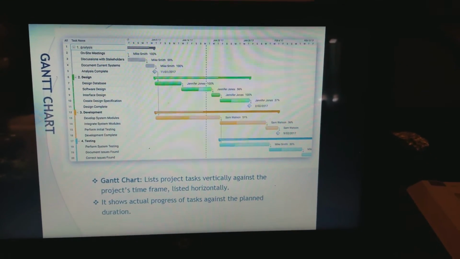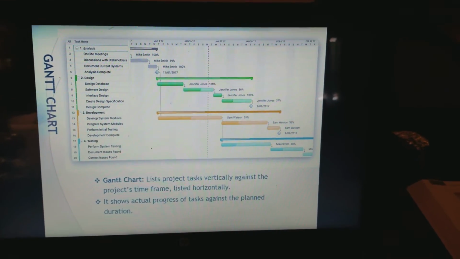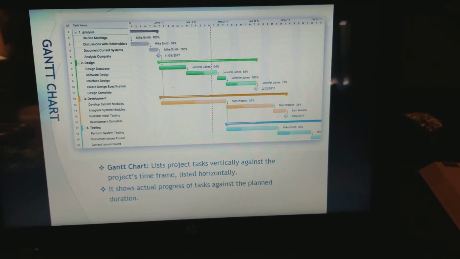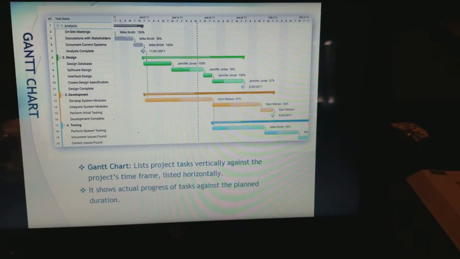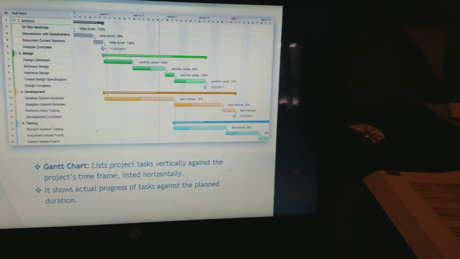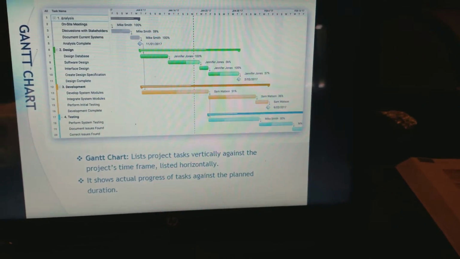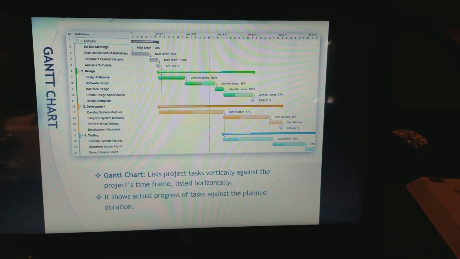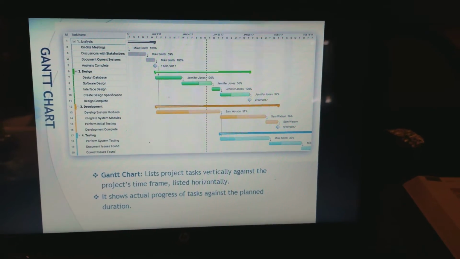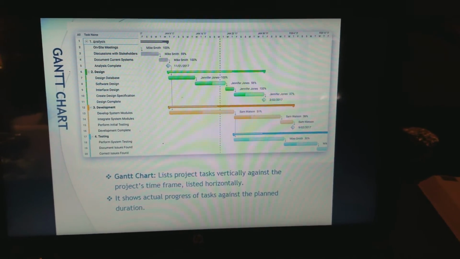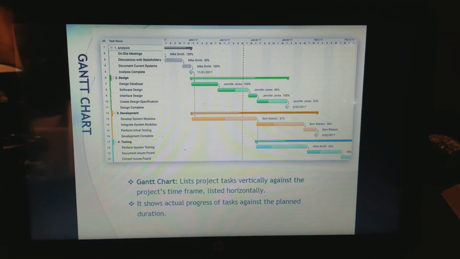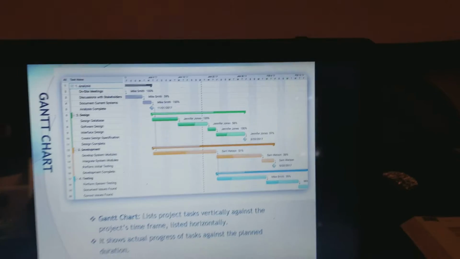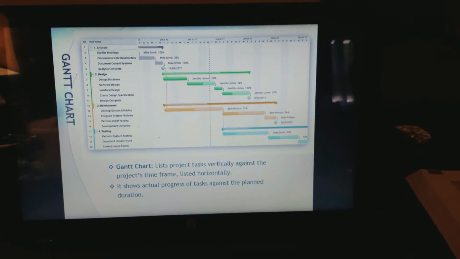Here we have a Gantt chart. A Gantt chart is a simple bar chart that lists the project tasks vertically against the project time frame. This is my favorite chart. This chart shows the actual progress of the task against the planned duration. The Gantt chart is a visual view of the tasks scheduled. This Gantt chart shows milestones. Milestones are represented by the diamonds. You see this little diamond right here? Those are the milestones in the Gantt chart.